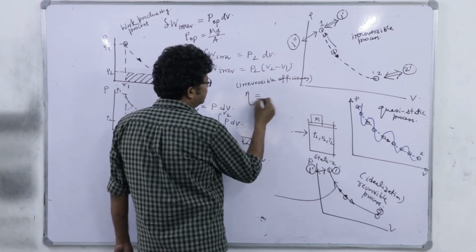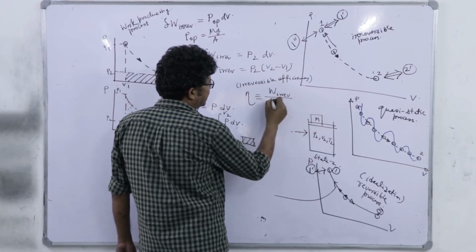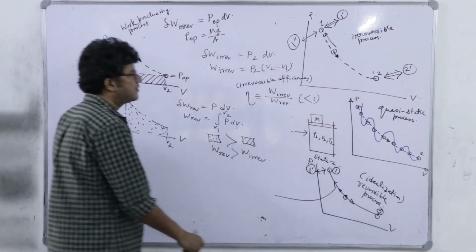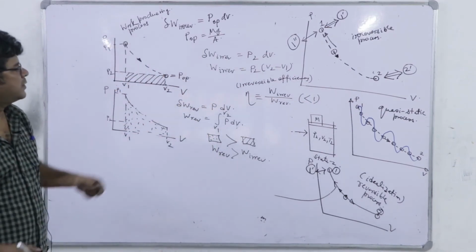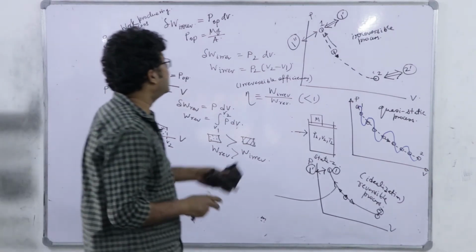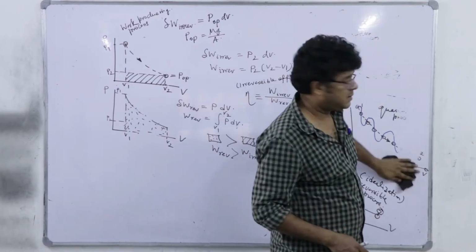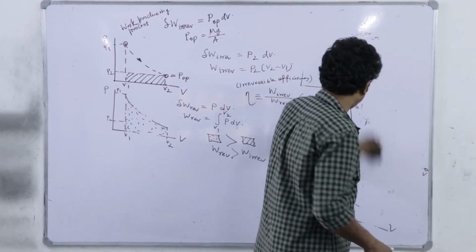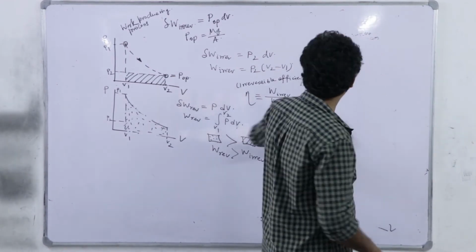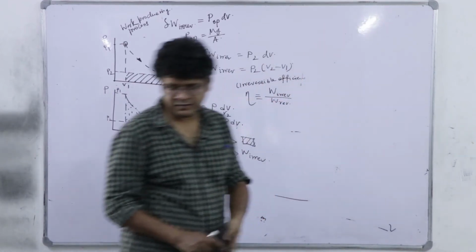What is that? It's defined as W irreversible divided by W reversible, and it is always less than 1, right? So that's about the work producing process. Now if I think of a process which consumes work, let's think of a process which consumes work, right? Here one specific point I would like to mention.